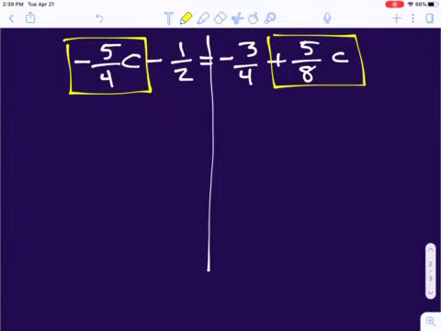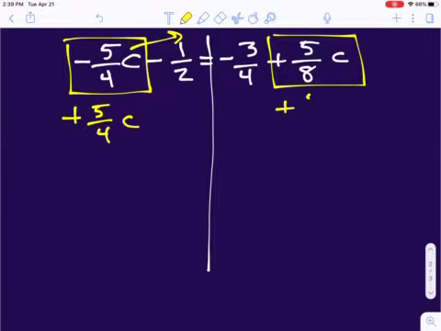You don't even need to look at the numbers. You just look at the signs because they're different, and positive is always larger than negative. So that means we are going to move this over to the other side, because we always move the smaller amount over to the side with the larger amount. We do that by adding 5/4 c to both sides.